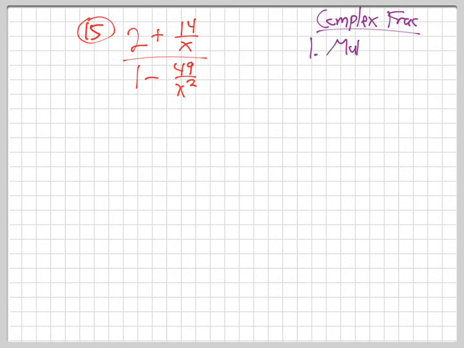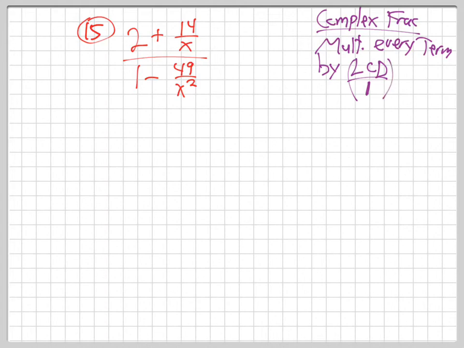Step 1. Well, which is the main step. It's pretty much the only step. You multiply every term by the LCD over 1. So you multiply every term, top and bottom, by the LCD over 1. Okay? But what is the LCD?